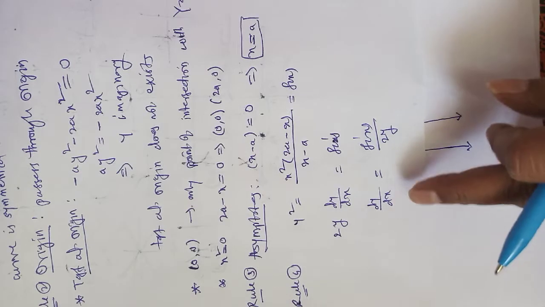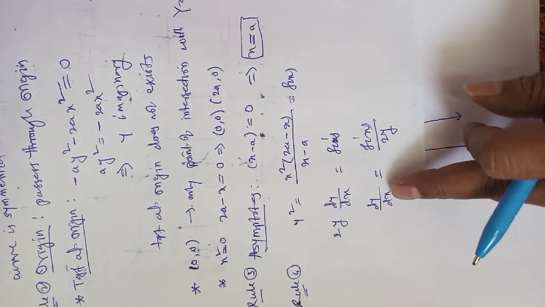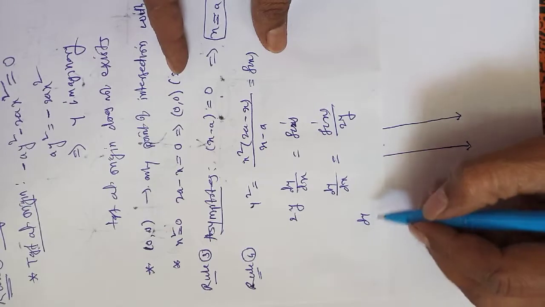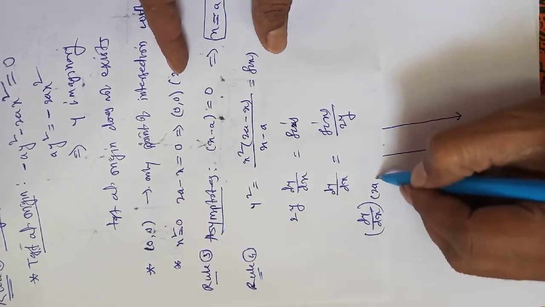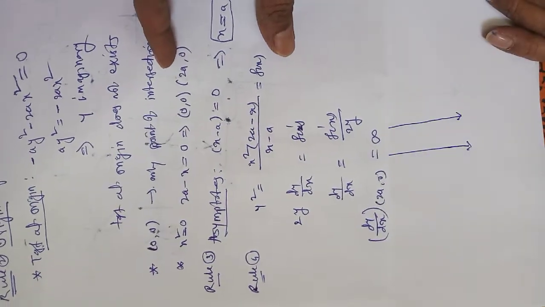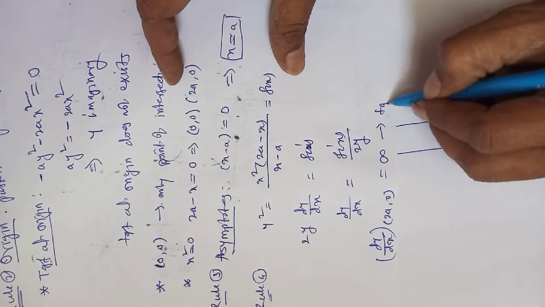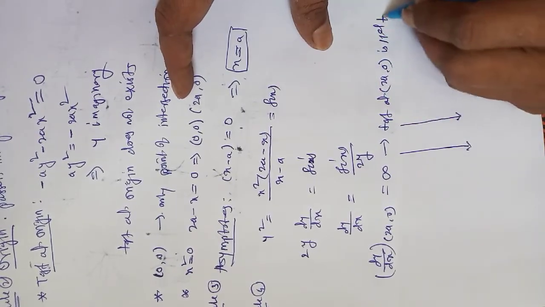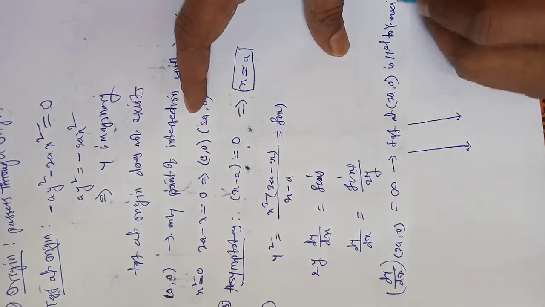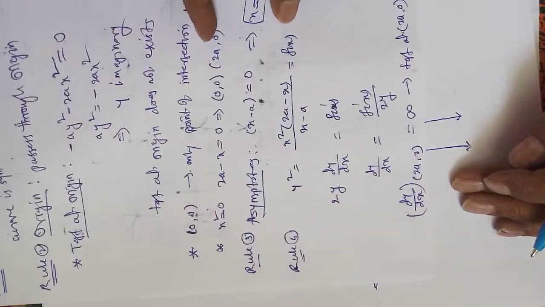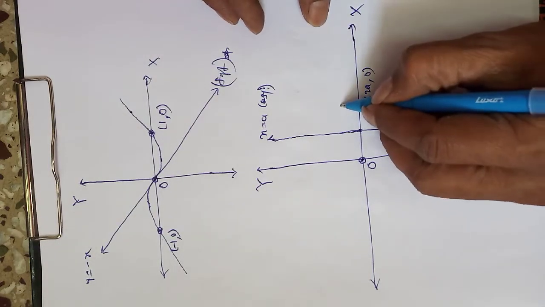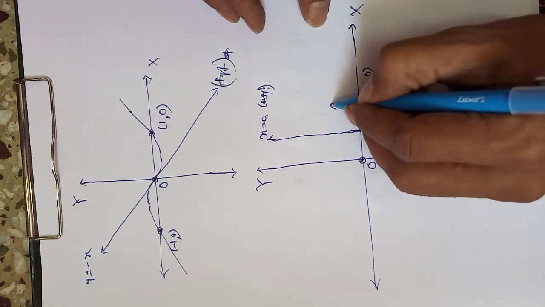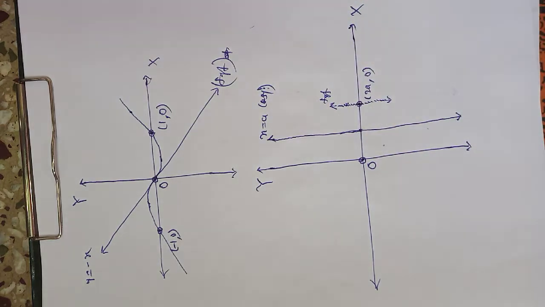Okay. So substitute x equals 2a and y equals 0 here. Means get this dy by dx, therefore dy by dx at 2a comma 0 is infinity. So what does this imply? Tangent at 2a comma 0 is parallel to y-axis. Tangent at 2a comma 0 is parallel to y-axis. So I'll show this tangent by dotted lines. Okay, so this is the tangent at this point, which is parallel to y-axis.